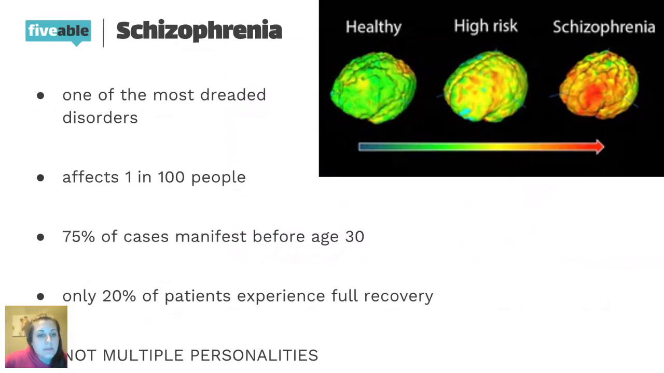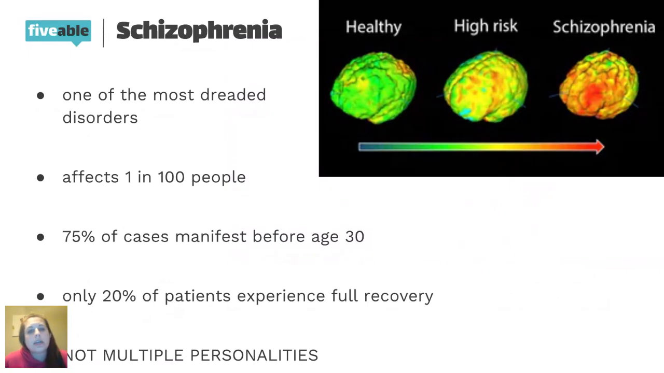We typically say people in their late teens and early 20s are at one of the greatest ages of risk because that's when most cases manifest. It's kind of like when your brain stops fully developing in your 20s, then we might start to see the onset of symptoms of schizophrenia. And then the other thing I want to make clear is this is not anything to do with multiple personalities. So make sure that you can differentiate between schizophrenia and what the media or what we hear as multiple personalities.